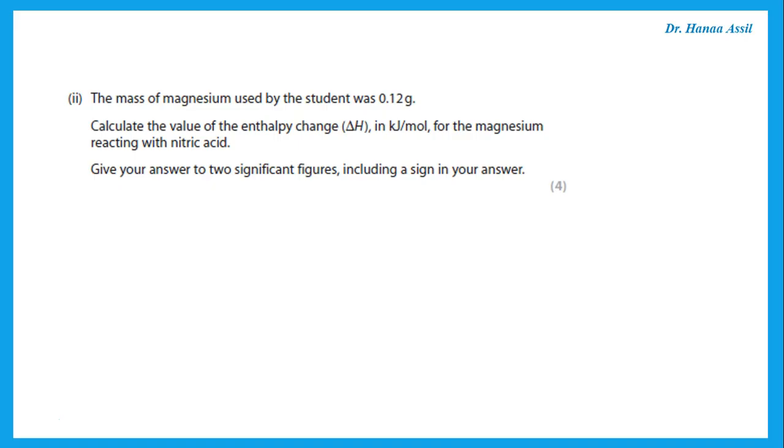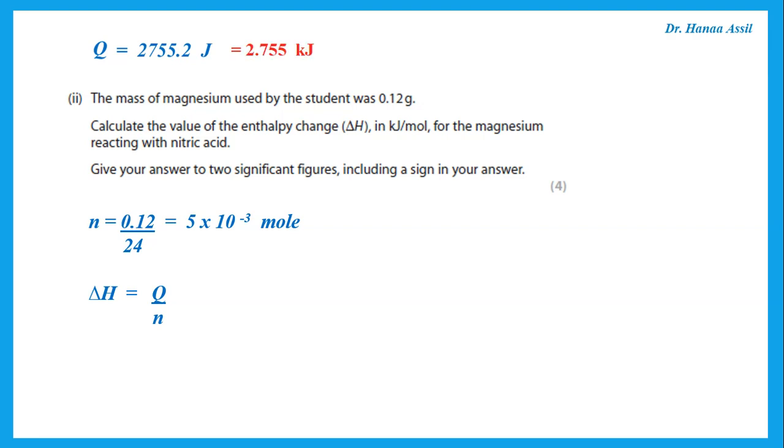The mass of magnesium used by the student was 0.12 grams. Calculate ΔH. In order to calculate ΔH, I need to get the number of moles. So the number of moles of magnesium is the mass over the mass number of magnesium. This is the number of moles. Now the ΔH is Q over n. We already got Q previously, and this is in joules, so you divide by 1000 to put it in kilojoules, over the number of moles. This gives me a value for ΔH.